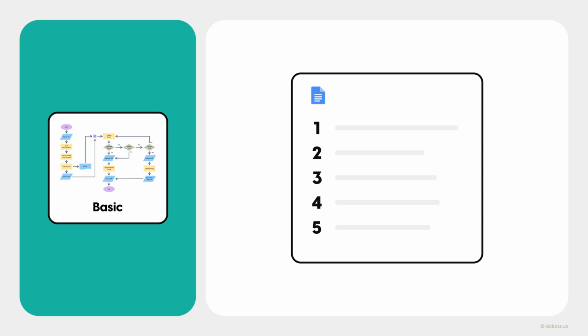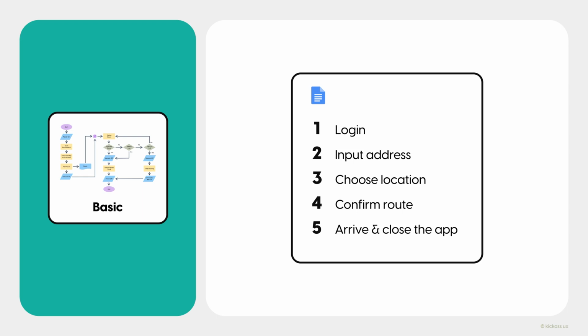Using the example of getting directions in Google Maps. First, I'd log in. Then I'd input an address. Next, I'd view all the locations and choose the correct one to get directions. Then I'd confirm the route and start the directions. Finally, I would close the app once we got there.